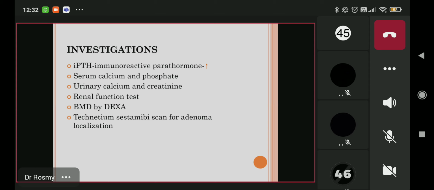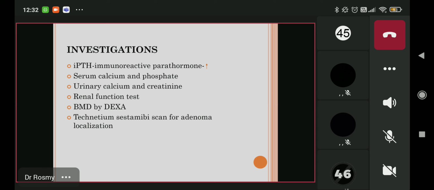IPTH has to be sent in a frozen or a cold sample. It is a labile hormone. So when you take the sample, it is sent in ice. You cover it with an ice pack and send it to the laboratory. Then along with that, you will do a serum calcium and phosphate. Madam has already told you that parathormone will increase the serum calcium level and decrease the phosphate level. So this is what you will expect in a hyperparathyroid patient if you are suspecting primary and tertiary hyperparathyroidism. In secondary hyperparathyroidism, there is hypocalcemia and hyperphosphatemia.